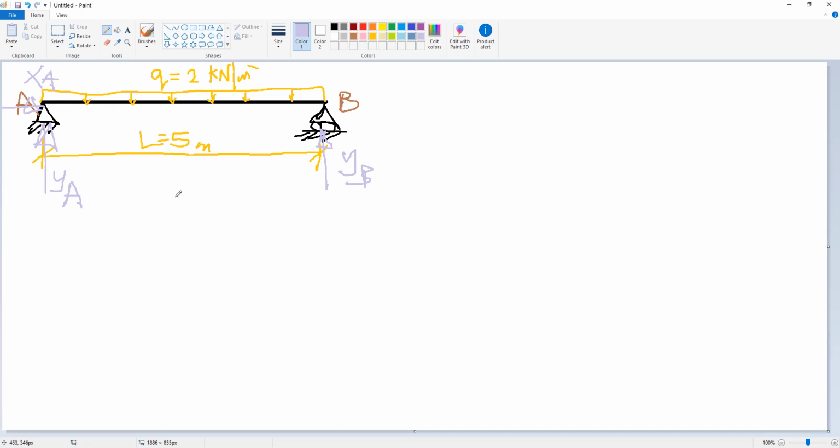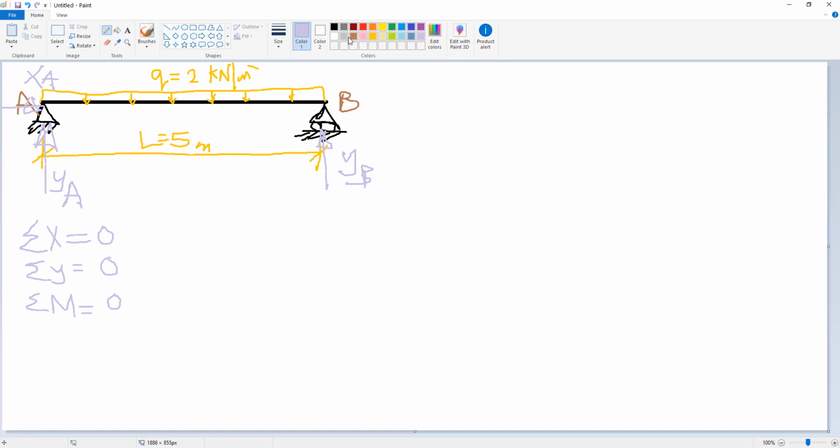Okay, how can we find the reactions for this one? To find the 3 reactions, we have 3 equations. Summation of the forces in X direction should be 0. This is the first one. Summation of the forces in Y direction should be 0. This is the second one. Summation of moment at any point should be equal to 0. So with these 3 equations we get the reactions.